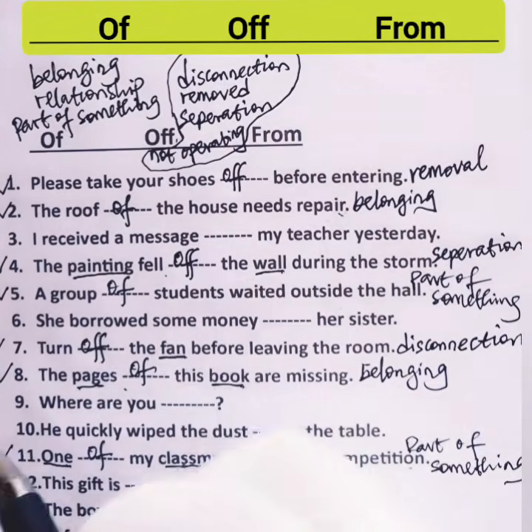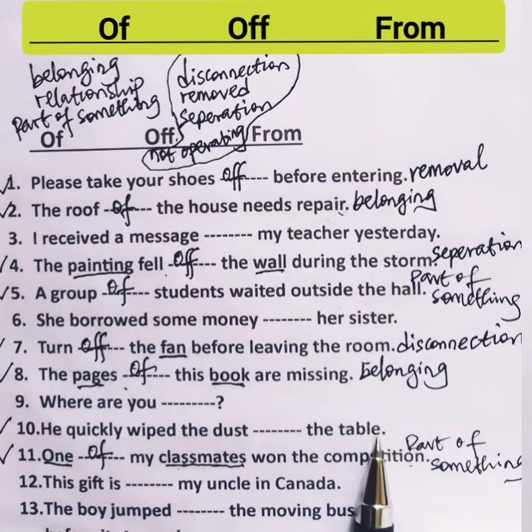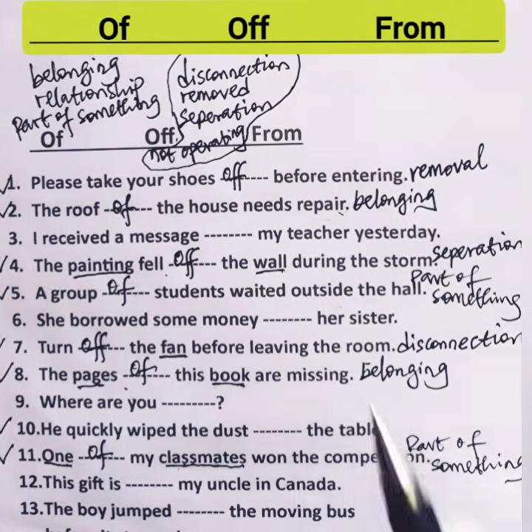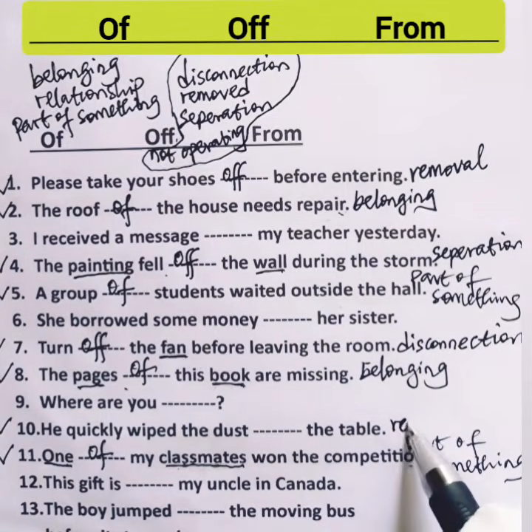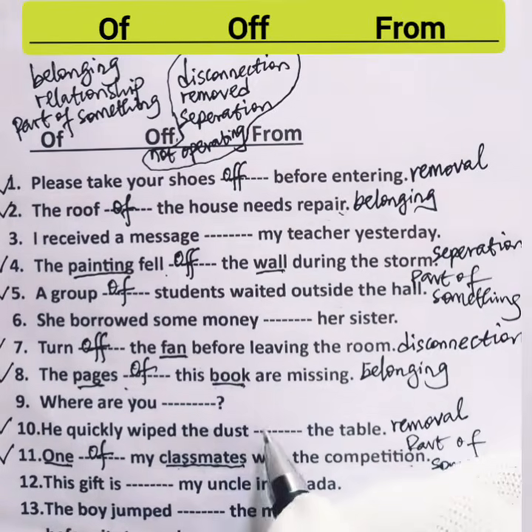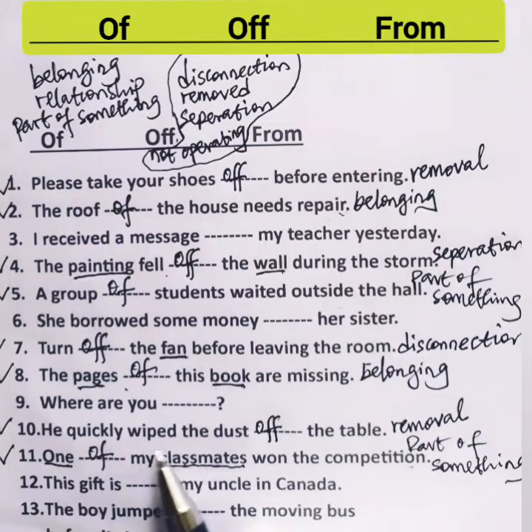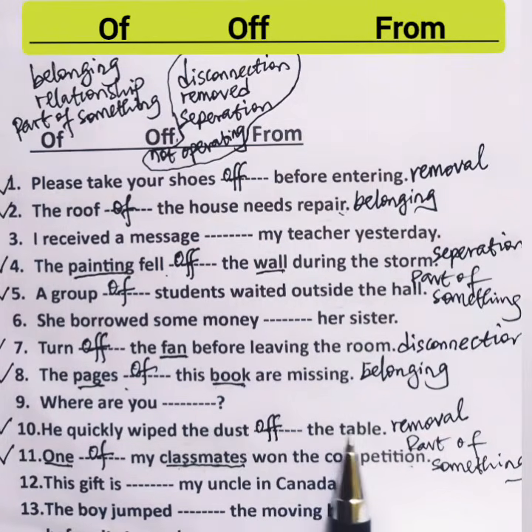Next is number 10. He quickly wiped the dust blank the table. Here we are talking about removal. Removing the dust from the table. So off is the correct preposition here. He quickly wiped the dust off the table.